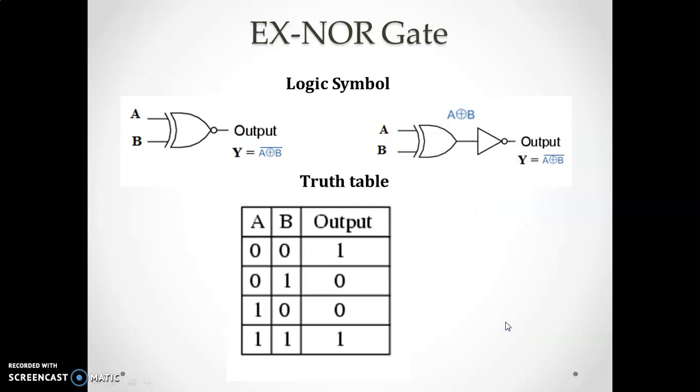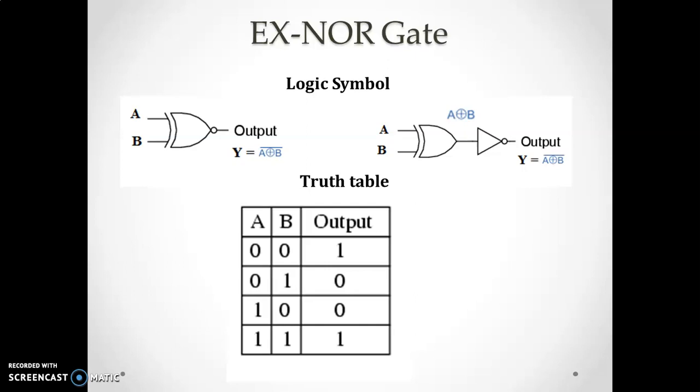XNOR gate. The logic symbol and truth table for XNOR gate, exclusive NOR gate is shown here in figure. So it is an XOR gate followed by an inverter. So XNOR gate has two or more inputs and only one output. The output of a two input XNOR gate assumes a high state if both the inputs assume the same logic state or have an even number of ones.